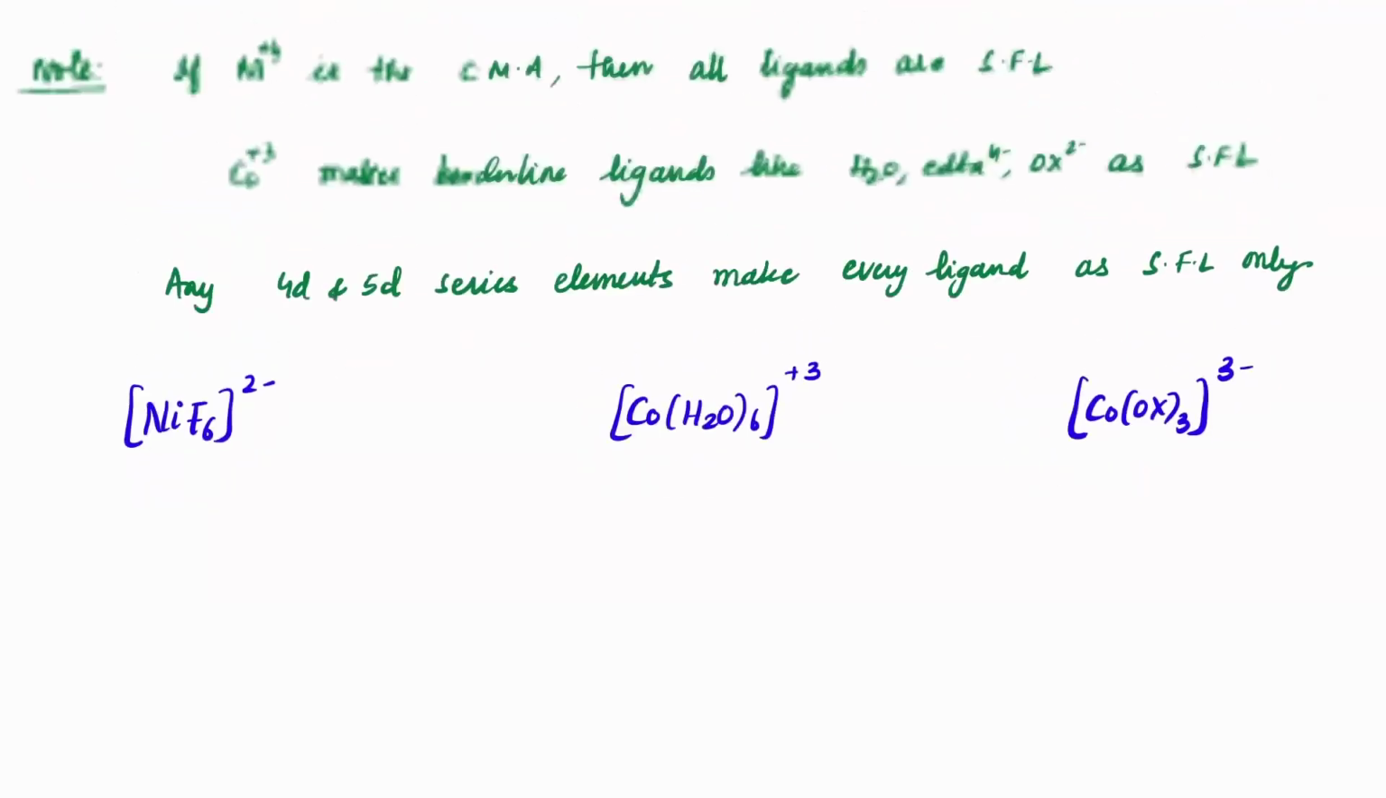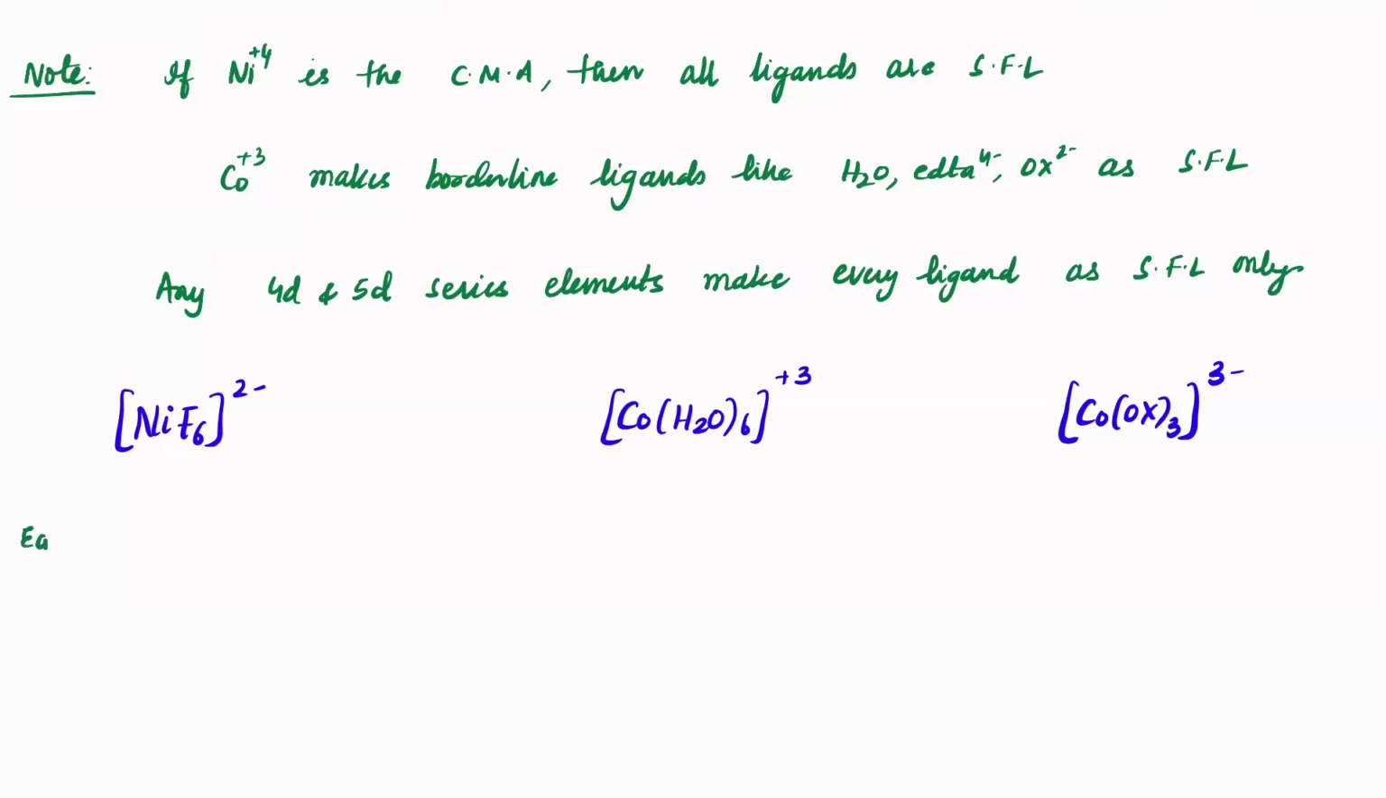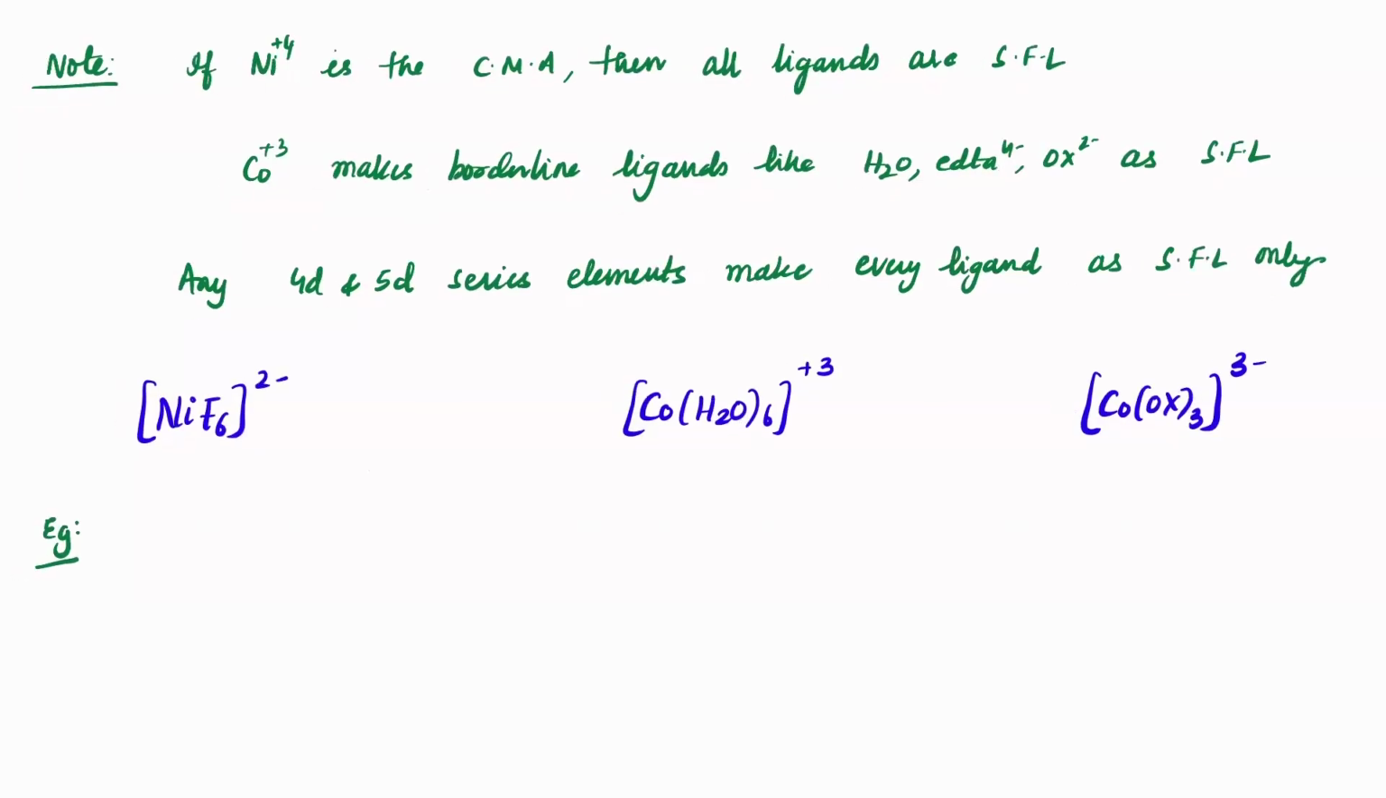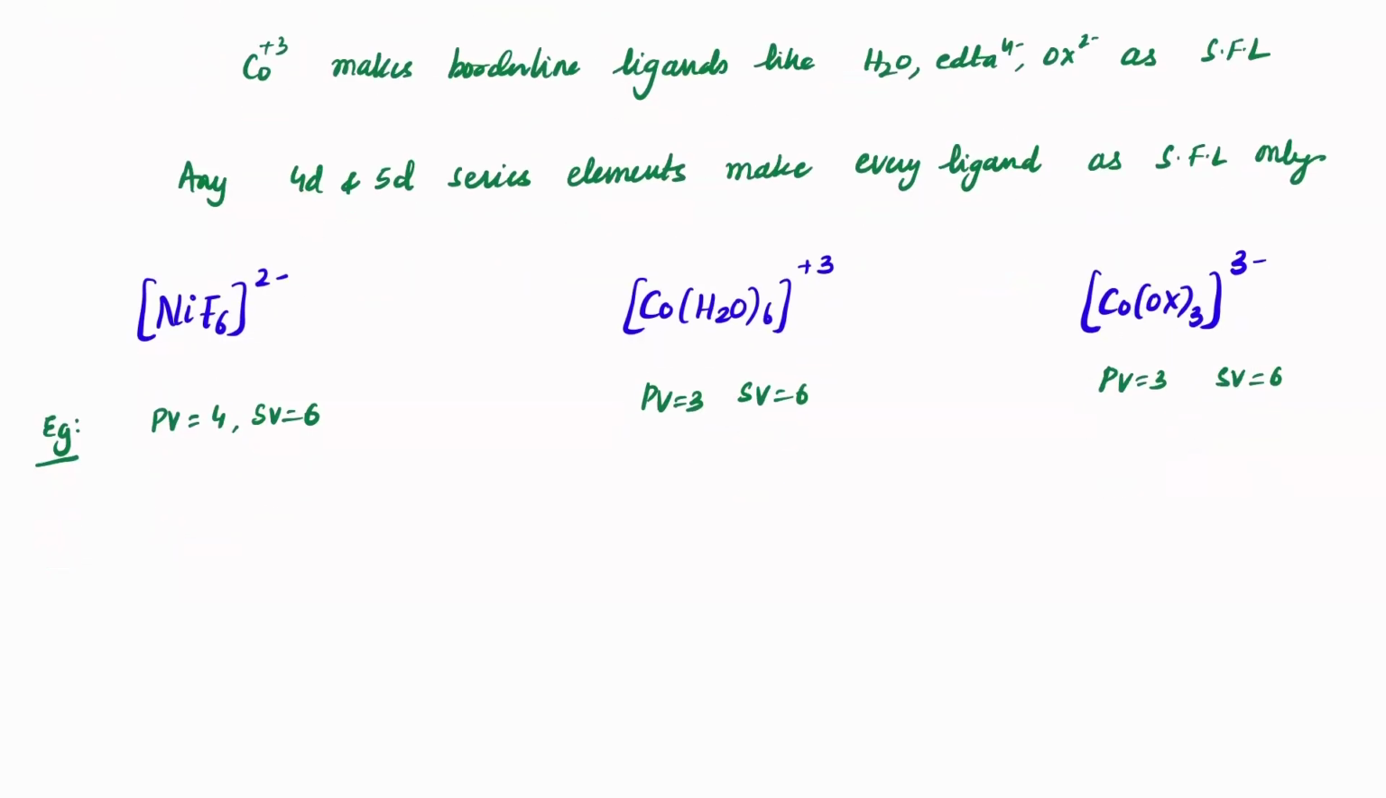Now, come to this question here. To find out the hybridization, number of unpaired electrons, and what type of complex it is, first we need to check its primary valency. Primary valency of nickel in this case is 4, secondary valency is 6. Here primary valency is 3, secondary valency is 6. Primary valency is 3, secondary valency is 6 again. Why 6? Because oxalate is bidentate.